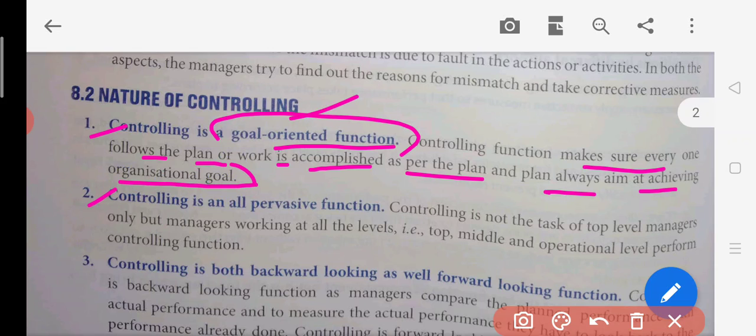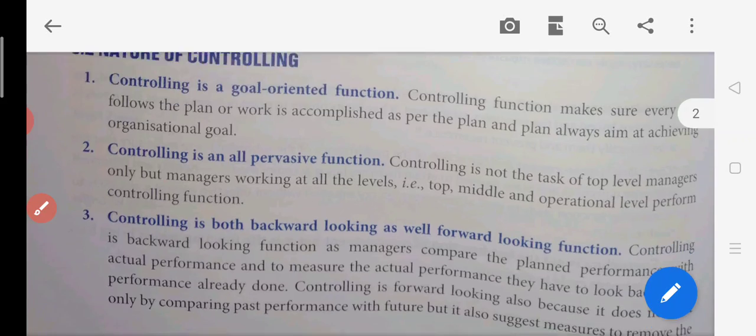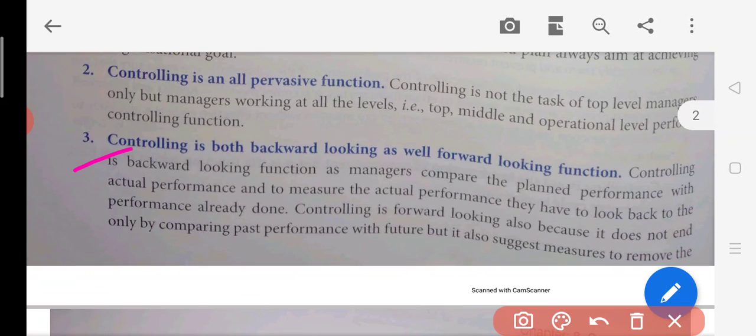Then the second point, it is an all-pervasive function. Like all other functions, this is also pervasive or universal. So controlling is not the task of top level managers only, but at every level, top and middle level, this will be performed. Then the third point is controlling is both a backward looking and forward looking function.